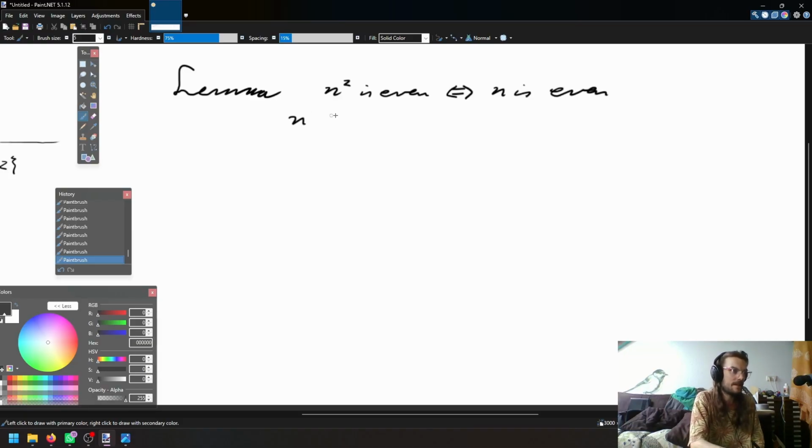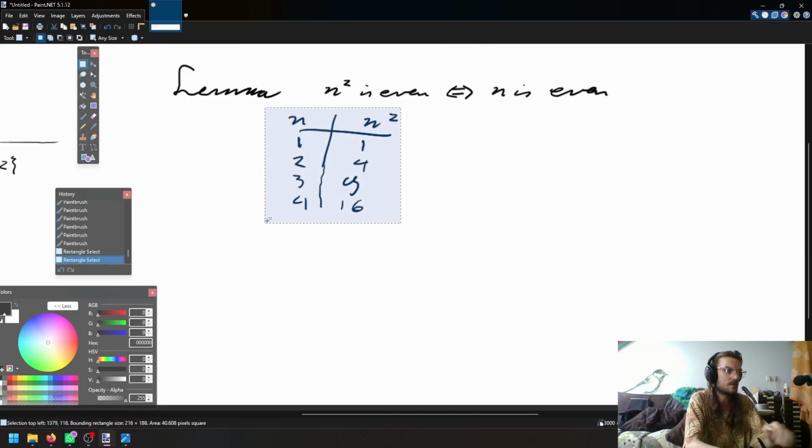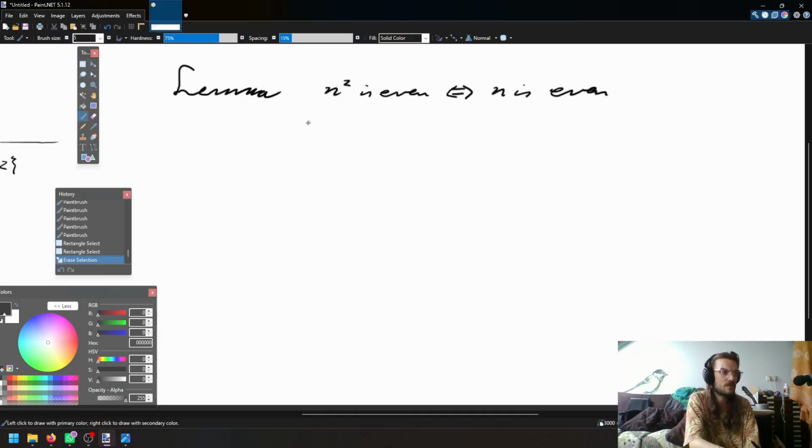So let's write down n and n squared. Make a little table so we get a good feel of it. So 1 squared is 1, 2 squared is 4, 3 squared is 9, 4 squared is 16. So intuitively this feels like it's true, right? 1 is odd, so its square is odd, 2 is even and its square is even. So the proof for this I'm going to skim over because this is not a proof that I want to build up to. But the idea is that we have to first prove prime number factorization.